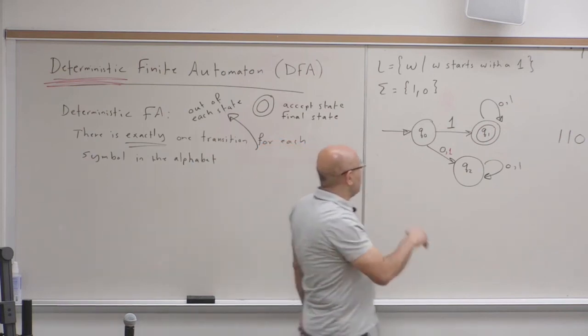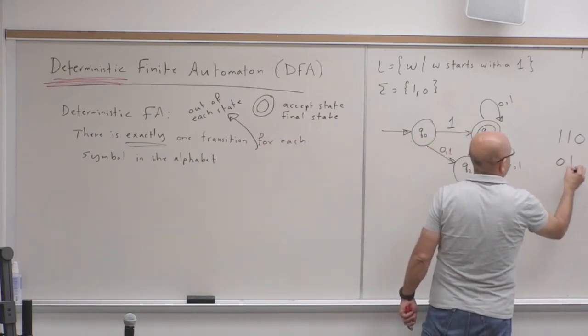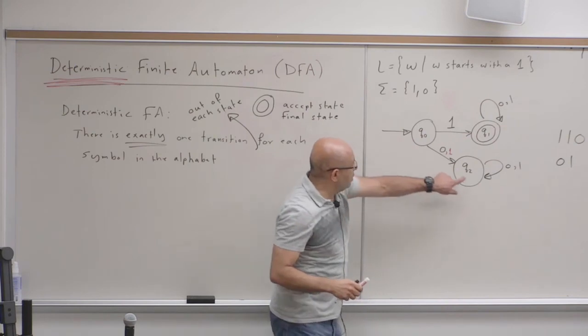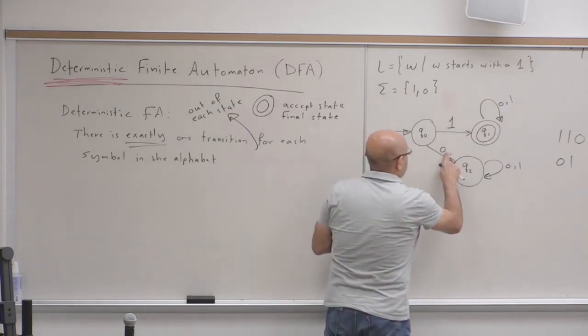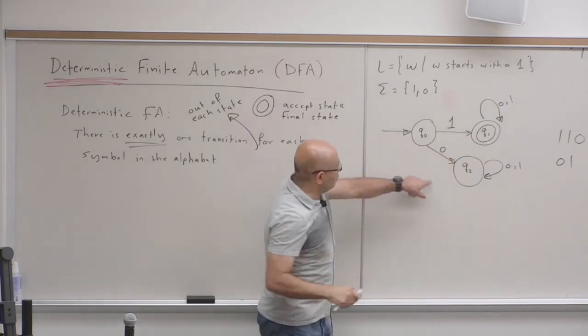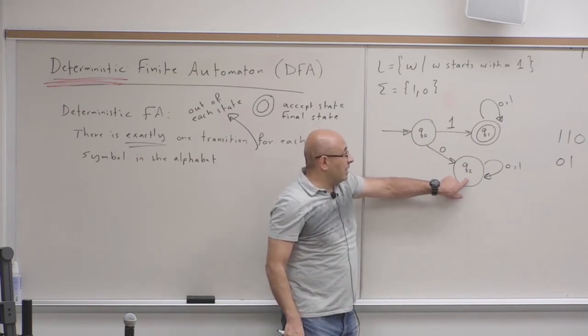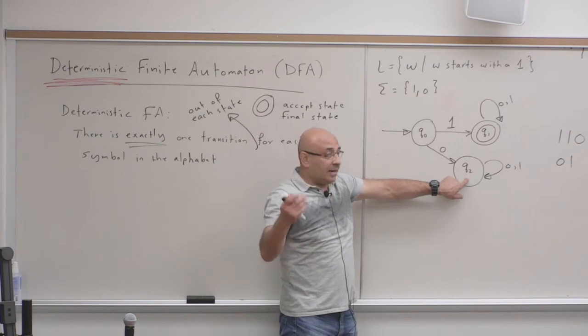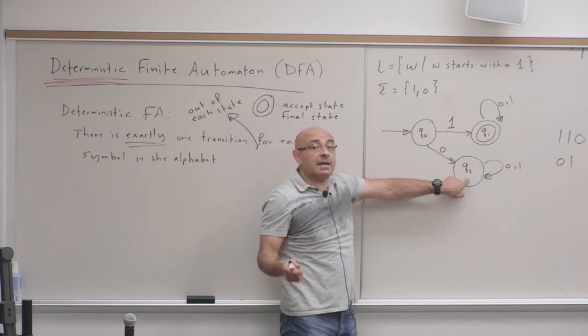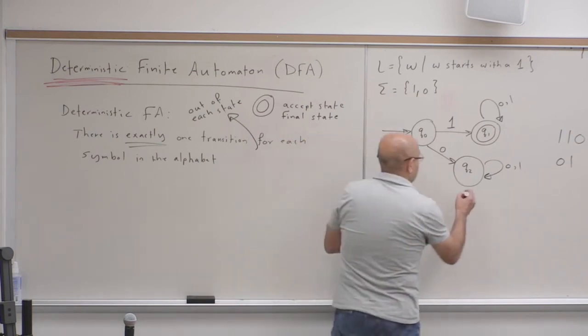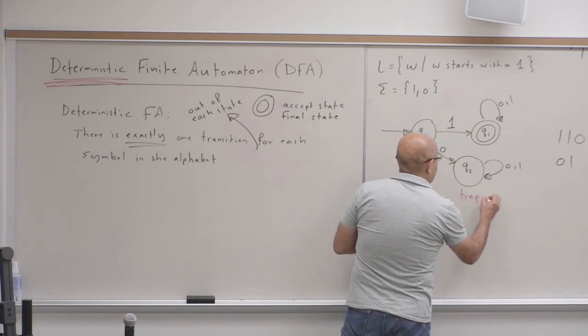Okay. Now if you look at another string that starts with 0, it will take you to this Q2. Then whatever you get after the 0, it's not going to help. You'll get trapped in this trap state. So this is a trap state.